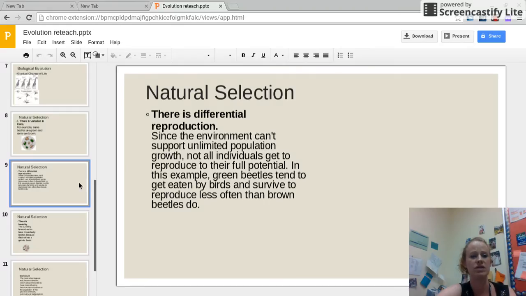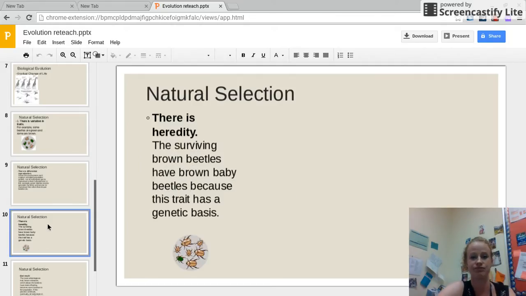So, let's say the birds are only eating the green beetles. So what that means then is that the brown beetles are still alive. Because they're still alive, they're going to reproduce because they are carrying that brown beetle trait. As they keep reproducing, there's going to be more and more brown beetles.